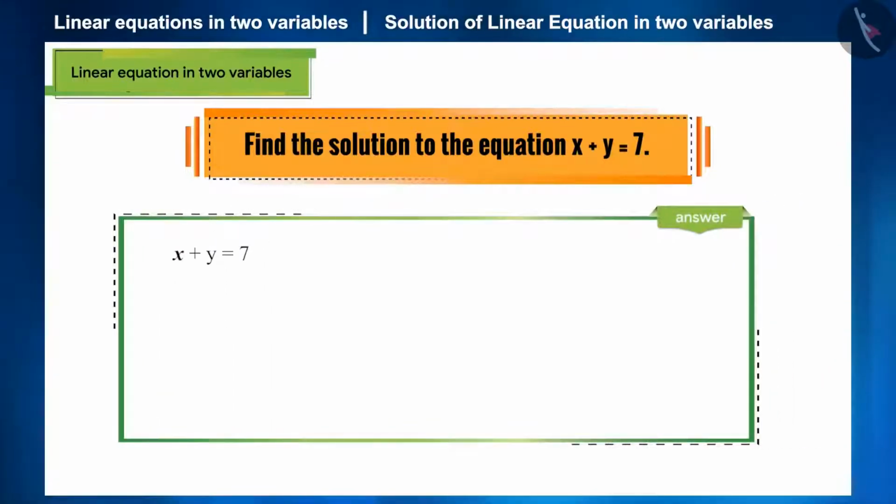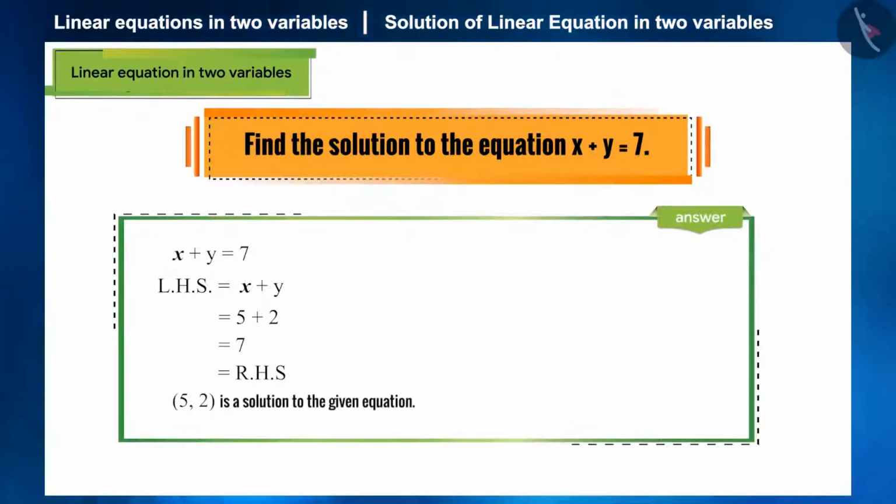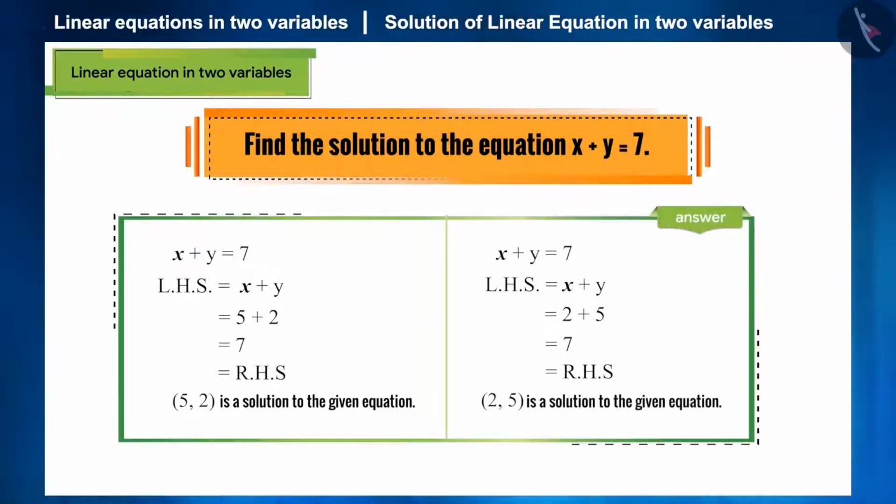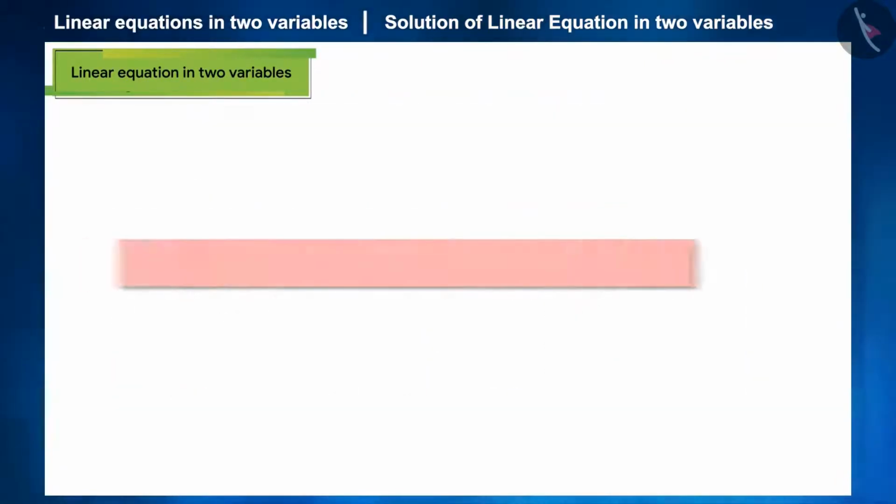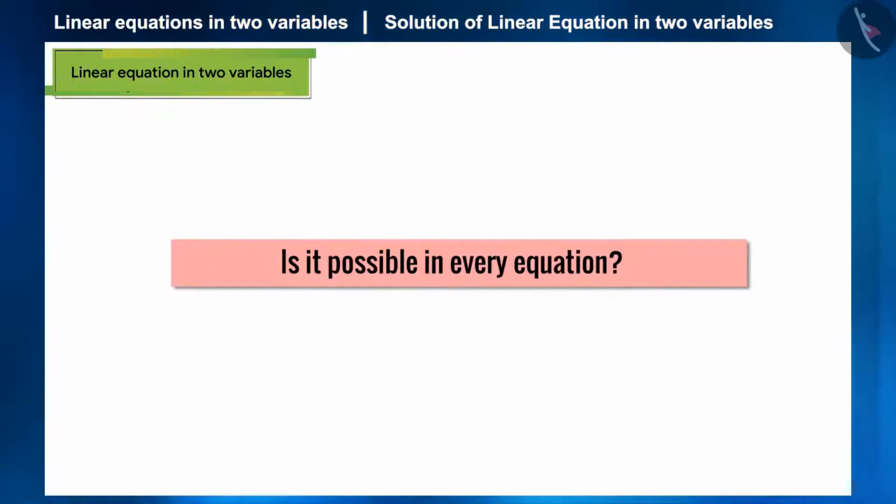If we observe the equation carefully, we can say that 5 plus 2 is equal to 7. That is, (5, 2) is a solution to the given equation. So, is (2, 5) also a solution to the given equation? 2 plus 5 is equal to 7. Yes, (2, 5) is also a solution to this equation. So we saw that by exchanging the values of x and y in this equation, we found another solution to the equation. So, is it possible in every equation?